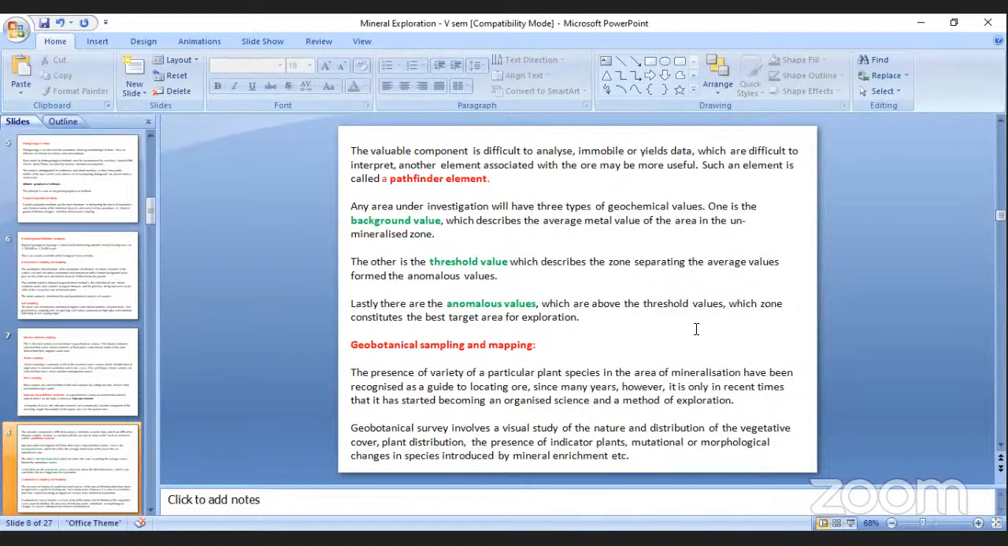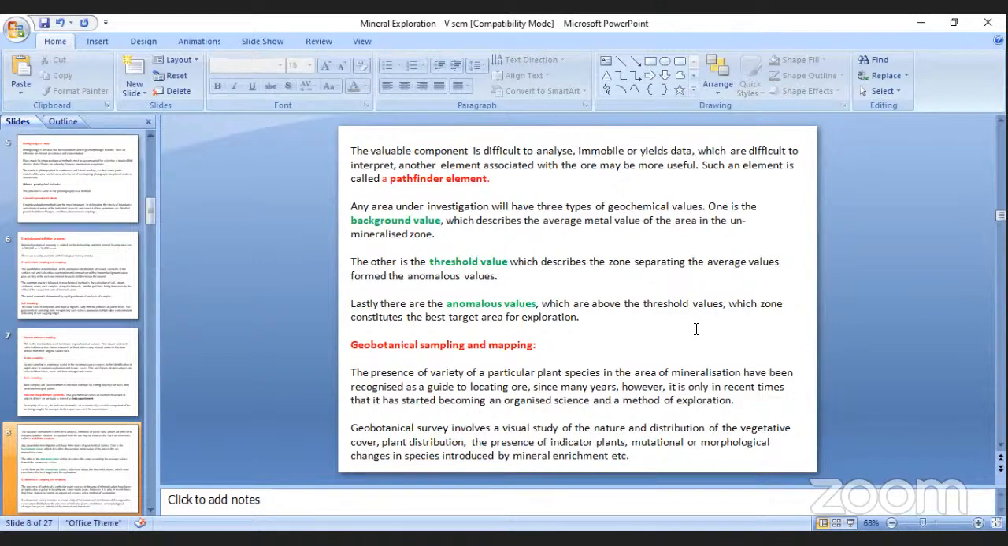The first thing is the indicator. The indicator element shows the way toward whatever mineralization deposit you are going to search for. The second one is the pathfinder element, which means the element is showing the path to the identification of a direct element or major deposit, whatever you are going to identify. That's one thing. Next is the background value.